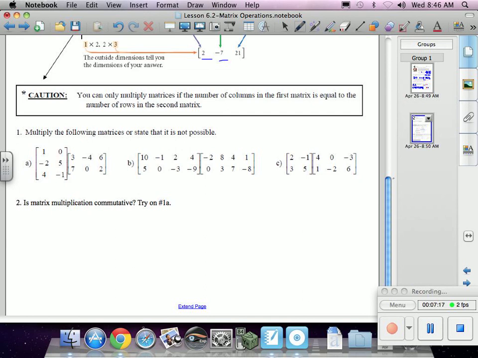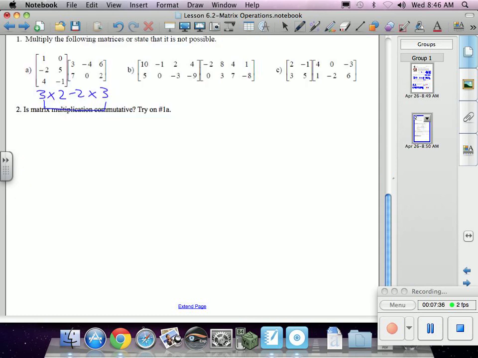So what are the dimensions of this one? It is a 3 by 2. Okay, and this is a 2 by 3. These match, so we can do it. Okay, the resulting matrix is going to be gigantic. It's going to be a 3 by 3 matrix. Now I apologize, I didn't leave you enough space to work with this, but in the end, I'm going to end up with a matrix with 1, 2, 3, 4, 5, 6, 7, 8, 9 entries.